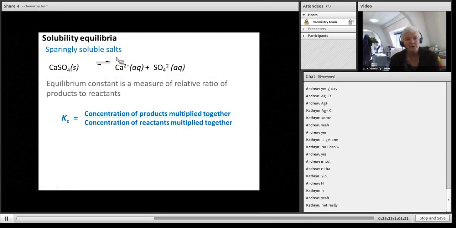So for every calcium sulfate that dissolves to form 1 calcium and 1 sulfate ion, somewhere along the line in the solution, 1 calcium and 1 sulfate will collide and form a precipitate again. So I've got an equal forward rate to back rate. So that's what we mean by equilibrium. So my equilibrium constant is something that describes the concentration of your products multiplied together in a ratio to your reactants multiplied together.